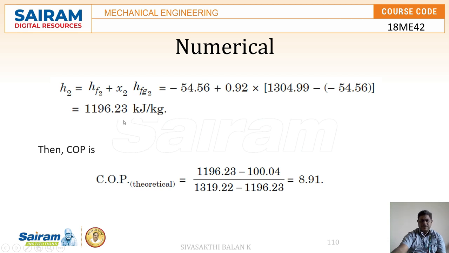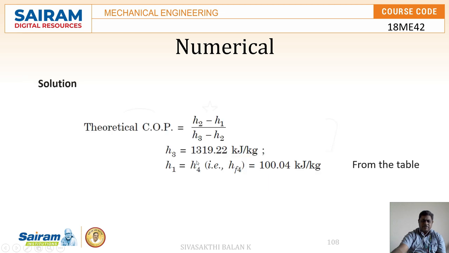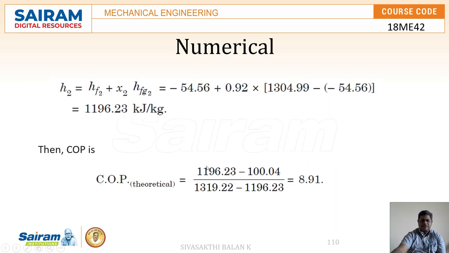So we know all the values of H1, H2, H3. So it is easy for us to calculate the COP. The theoretical COP for the given problem we can write in the previous formula. The formula is something like that: H2 minus H1 divided by H3 minus H2. Substitute all the known values, we get COP as 8.91.